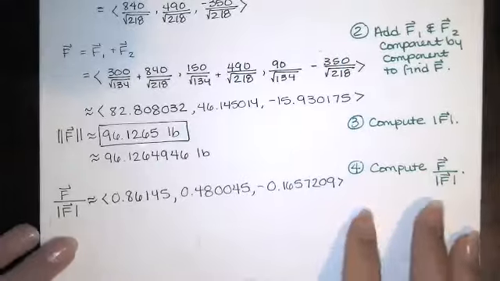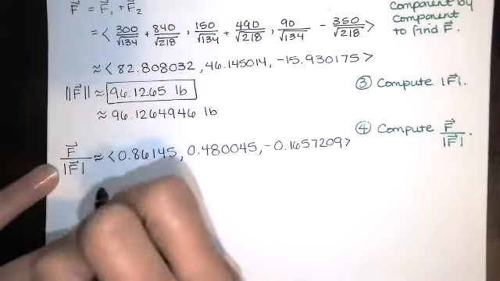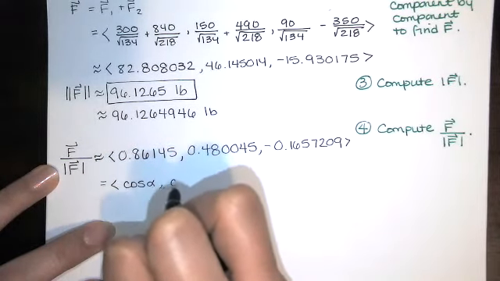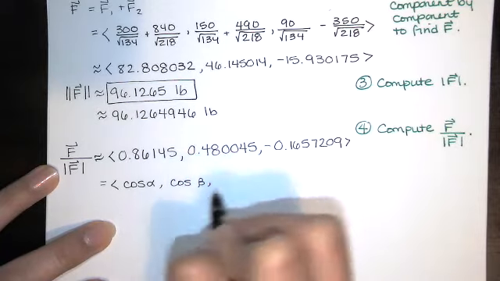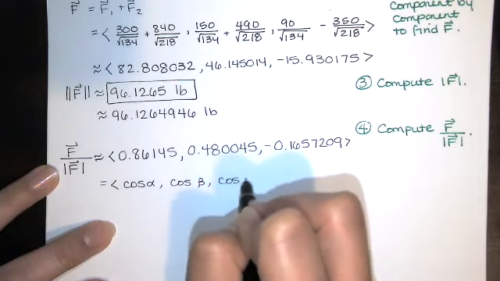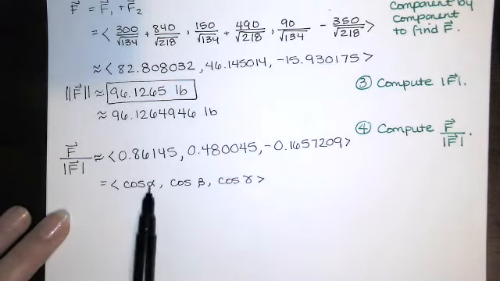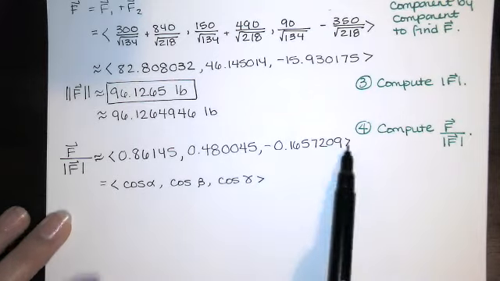It's approximate. Now that's the unit vector in the direction of f. And the unit vector in the direction of f is by definition the vector with the direction cosines as its components. So the cosine of alpha, where alpha is the angle that f makes with the x-axis, is equal to this number. Cosine of beta is that number. Cosine of gamma is that number.